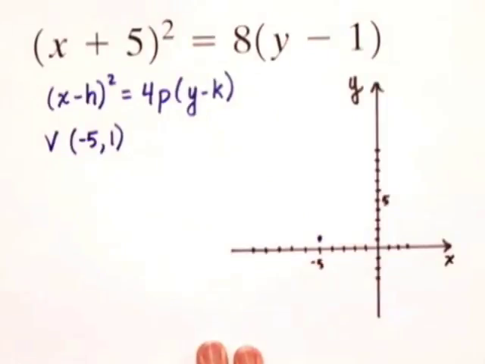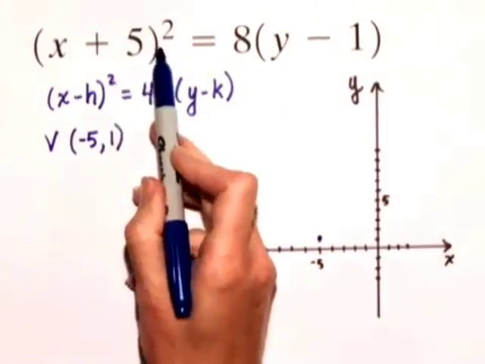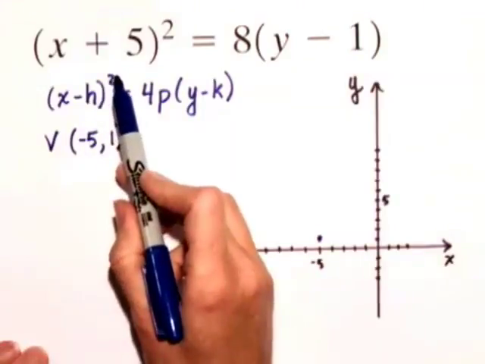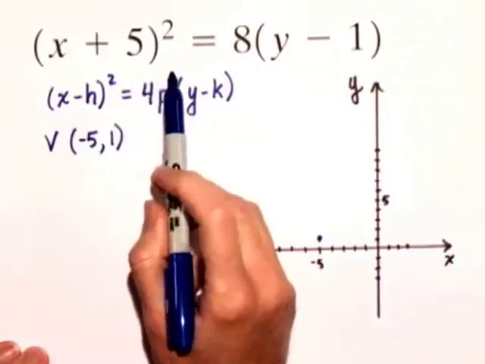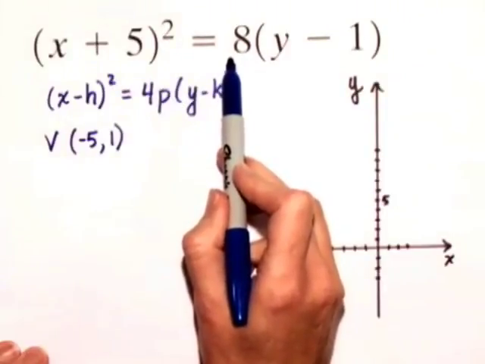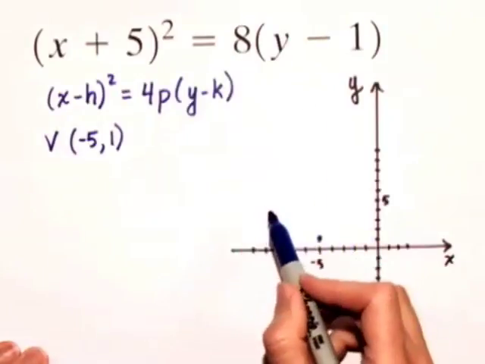Now we need to decide which way this parabola opens. Because the x term is squared, we know that this parabola either opens up or down. Notice we have a positive 8 on the right-hand side. This indicates that it opens up. So we know the parabola will be opening up.